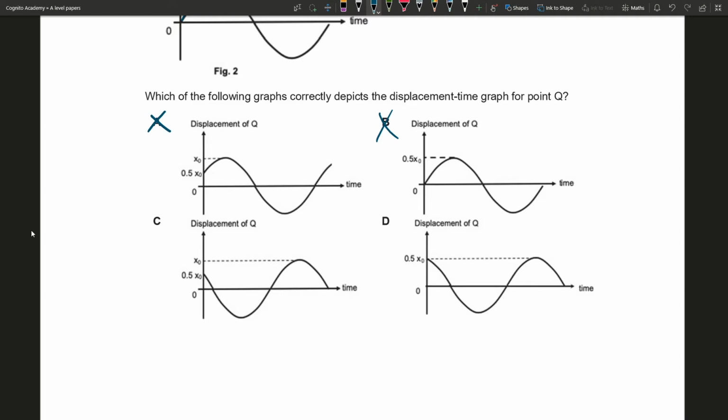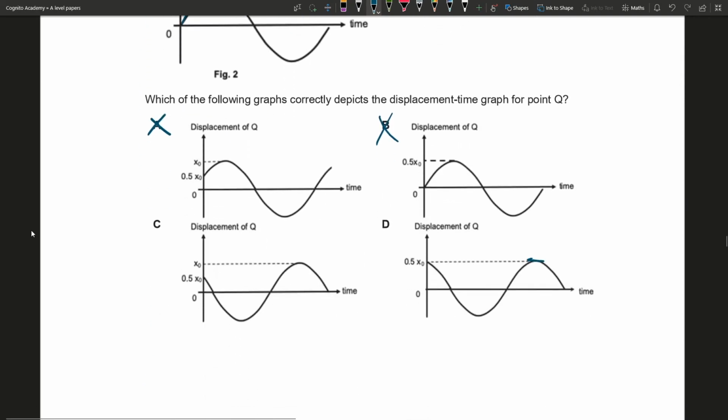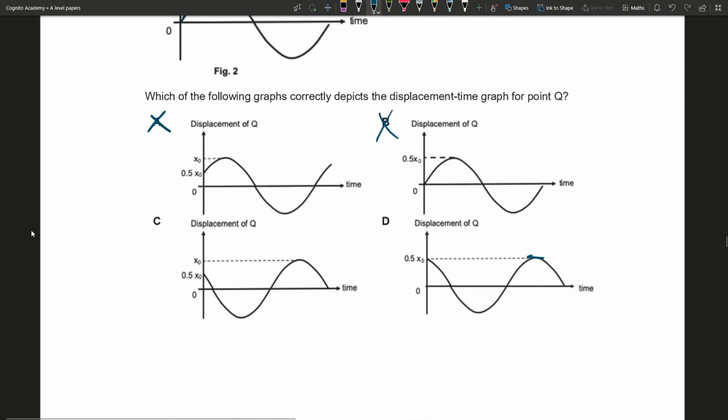Now the difference between C and D is that for D, the maximum amplitude for Q is 0.5 x naught, but that is not the case, because when the wave travels left and Q goes here, it eventually goes back up to this point. This point is actually x naught, so the maximum point for Q will be x naught, not half x naught. That means D is wrong. That means C is correct. Our answer here is C.